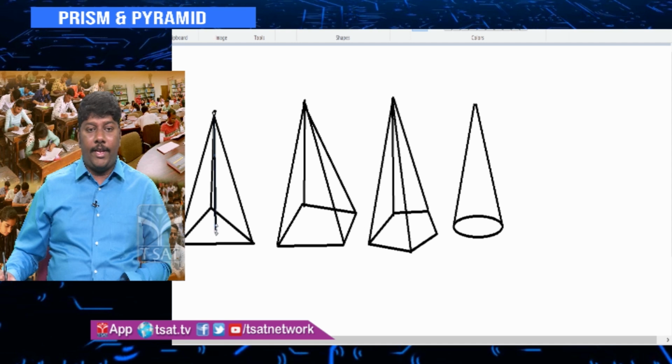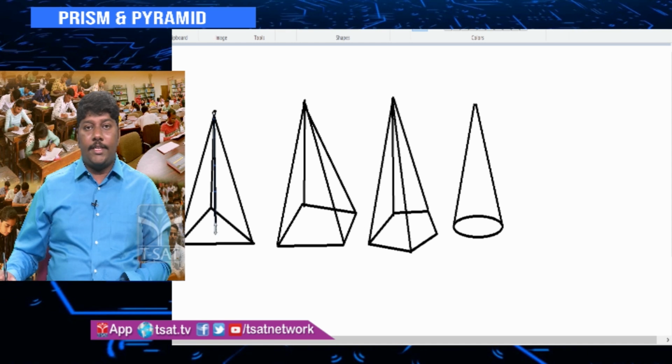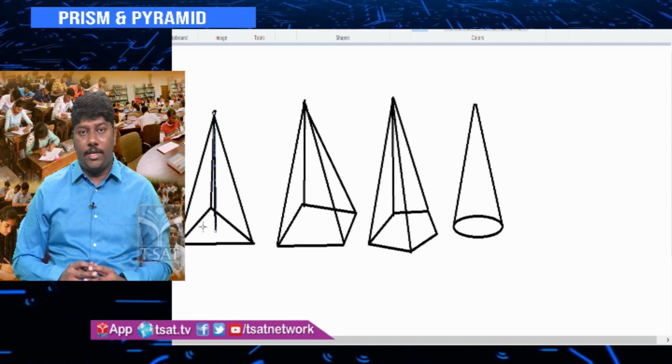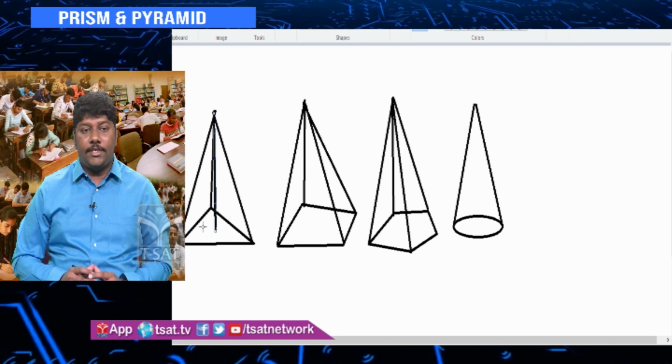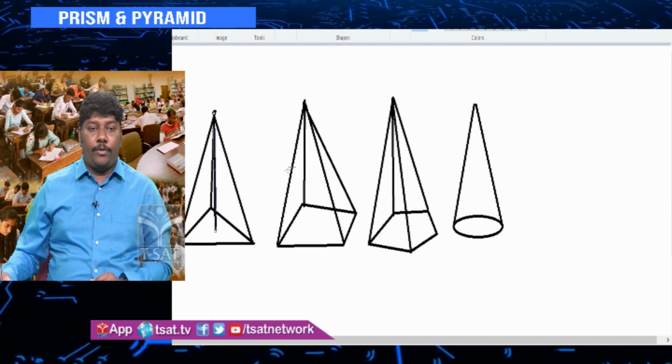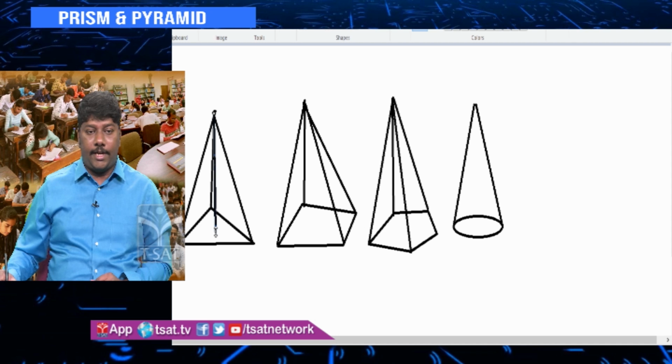So, what is this center? Where exactly does this height lie? It is exactly at the incenter. You have to draw the circle inside, and that incenter is nothing but where the height coincides with the base. So, this is the incenter.